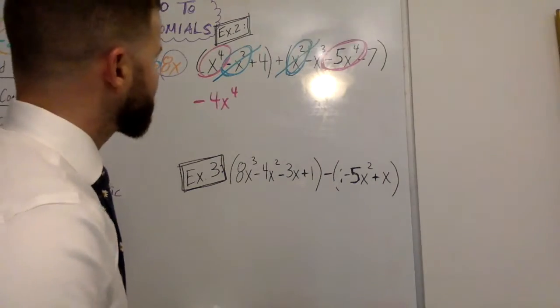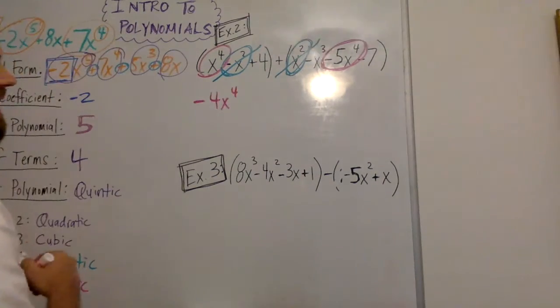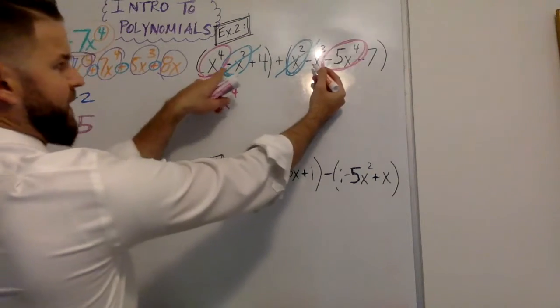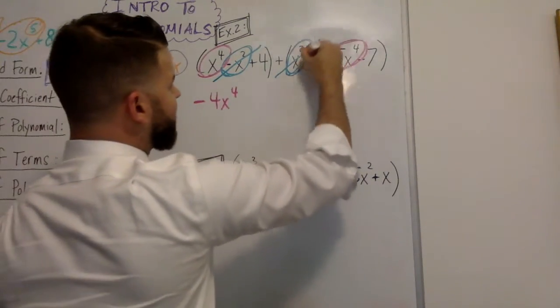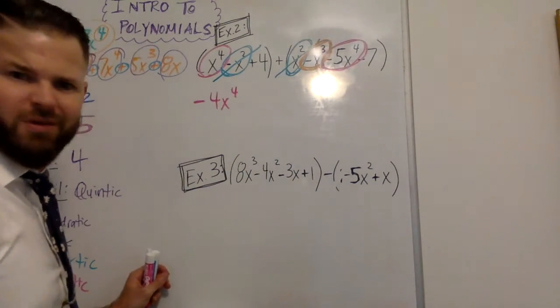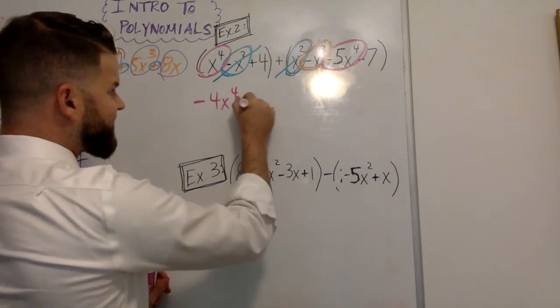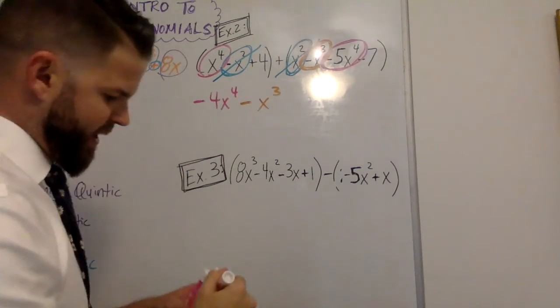All right, what's next? Keeping it moving, going down the row. Looks like I got no more x's, but I got this guy on the right, a negative 1x to the 3rd. He's got no friends. So bring his no friend having self right on down. Negative 1x to the 3rd.